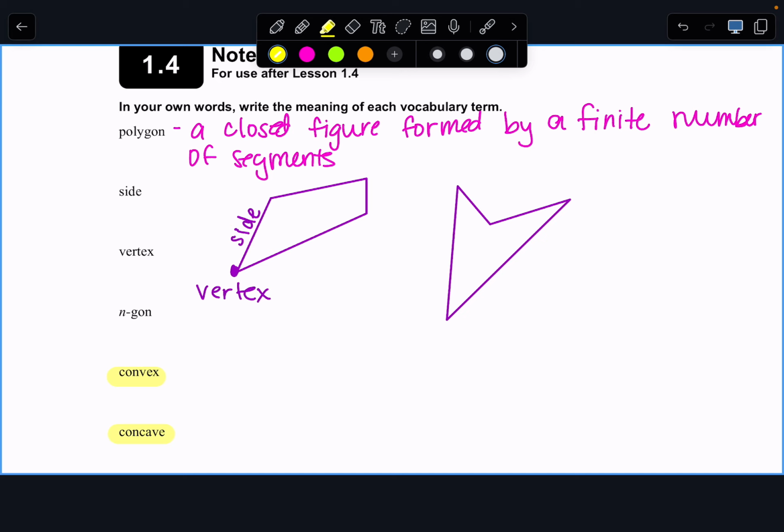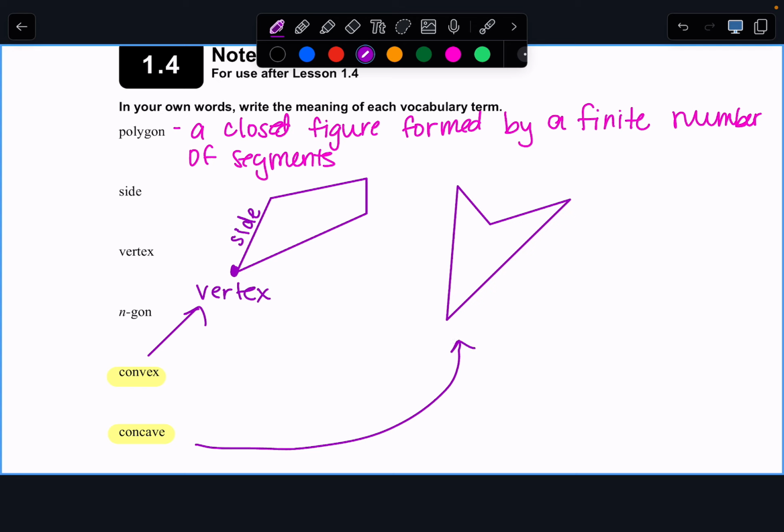If it is convex, none of its angles are greater than 180 degrees on the inside. So, which one does that match with? The first or the second one that I drew? First. Okay. So, this is a convex polygon, and this is a concave polygon.